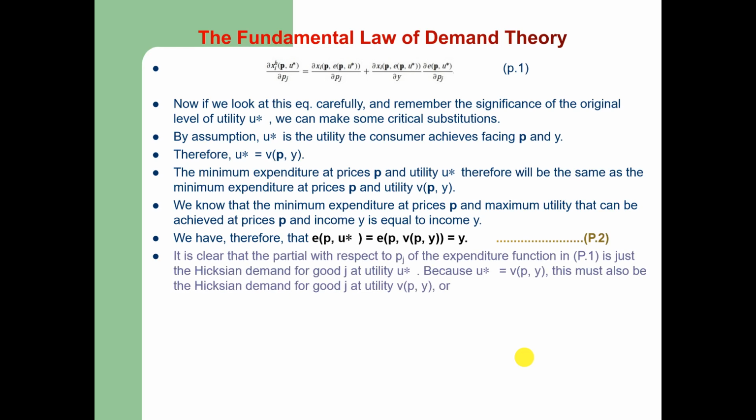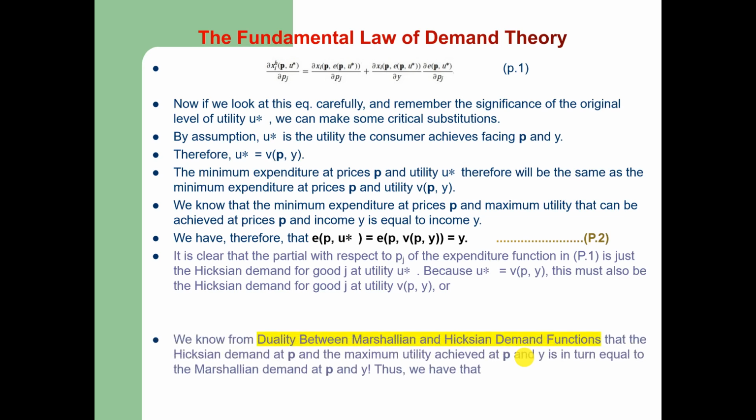It is clear that the partial derivative with respect to Pj of the expenditure function in P1 above is just the Hicksian demand for good j at utility U star, because U star is equal to V of P and Y. This must also be the Hicksian demand for good j at utility V of P and Y, where P is the price vector and Y is the income. Or we have this: the partial of the expenditure function with respect to Pj is equal to xjh, the Hicksian demand function for the jth good, which is also equal to xjh as a function of prices directly and prices indirectly in the indirect utility function.